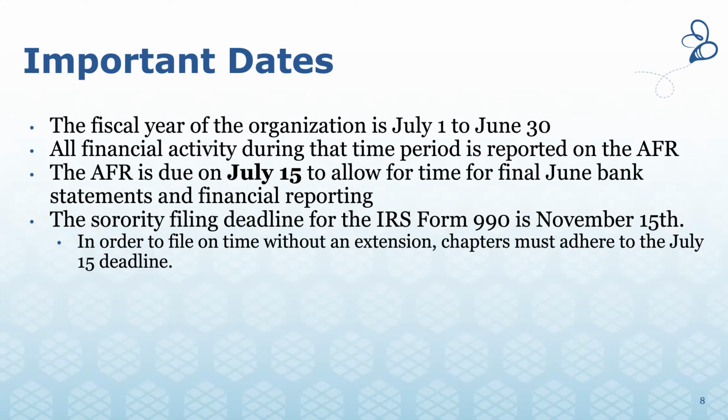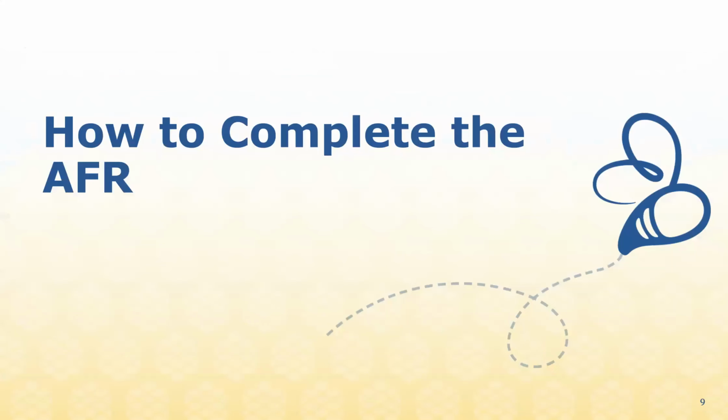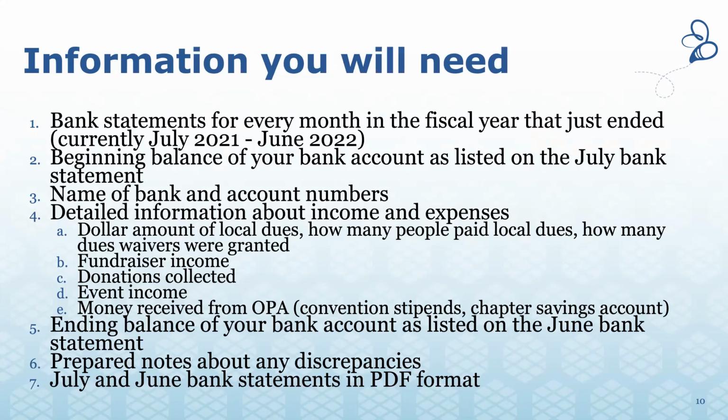And if we are filing on time, then typically we have to give all the information to our CPA, I think like mid-September, early October. So that's why we really push for this information to be submitted and accurate by this time. Let's talk a little bit about how to complete the annual financial report. So there's a lot of information that you will need. You can see that here.